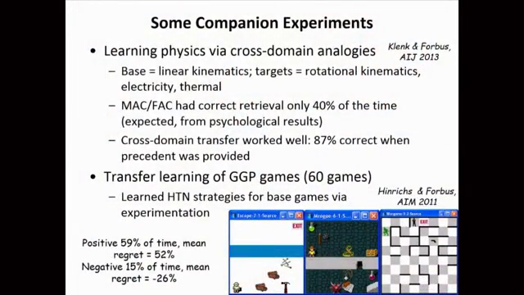Okay, so here are some experiments that we've done early on. Learning physics from cross-domain analogies: you start with linear kinematics, a model of that, and a companion was able to learn rotational kinematics, electricity, and thermal problems. Now, MAC/FAC retrieved the correct thing only 40% of the time. If you know the psychology of this, that's actually high, because cross-domain analogies are relatively infrequent. And like humans, if you actually give it the precedent, it was able to transfer the information 87% of the time.